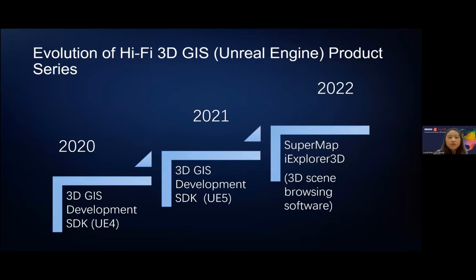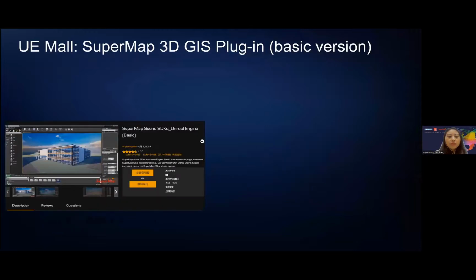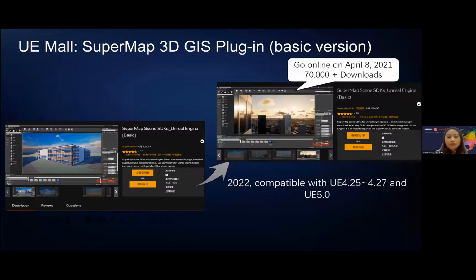Then let's have a look at the progress of support for UE. In 2020, we provided 3D GIS development SDK for UE4. In 2021, we began support for UE5, and this year, we launched the product SuperMap Explorer 3D. It is a lightweight and ready-to-use 3D scene browsing software. We updated our game engine 3D GIS plugin SDK on the UE mode, which is compatible with UE5, and the number of downloads is more than 70,000. So we also welcome you to download it from UE more.